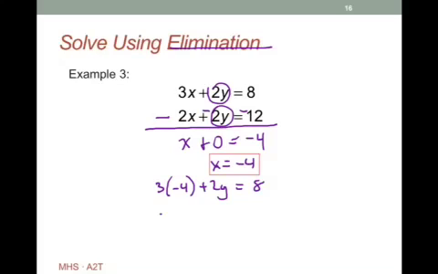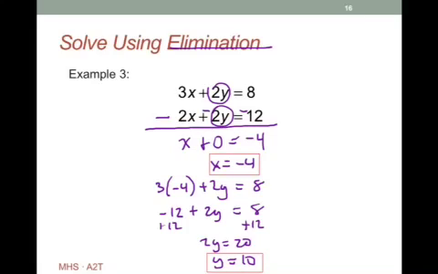So now I'm going to solve for y. -12 plus 2y equals 8. Add 12 to both sides. 2y equals 20. Divide by 2, y equals 10. So now I have both solutions. I can express them as an ordered pair: (-4, 10).